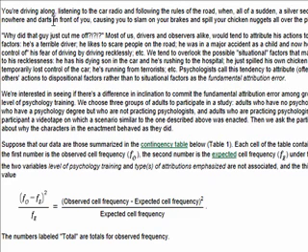You're driving along, listening to the car radio and following the rules of the road, when all of a sudden a silver sedan comes out of nowhere and darts in front of you, causing you to slam on your brakes and spill your chicken nuggets all over the place. Why did that guy just cut me off?